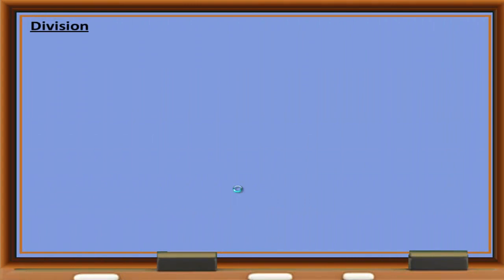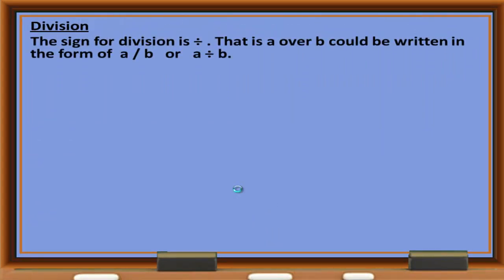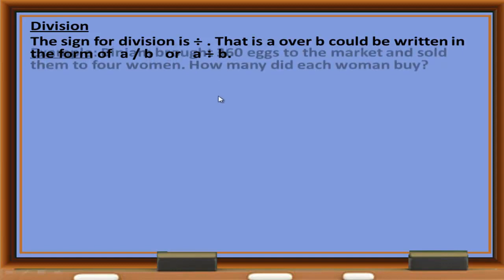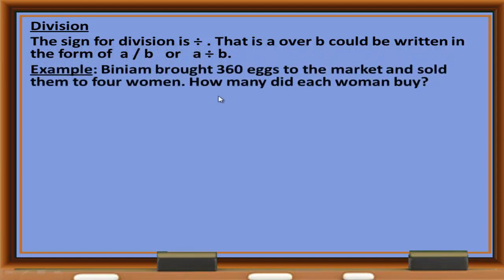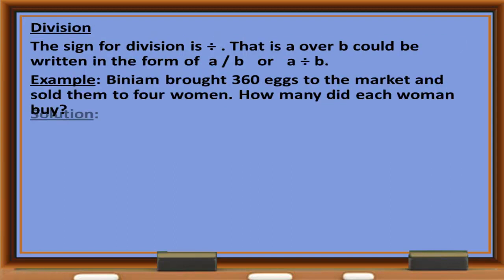Division. The sign for division is as shown here. That is, A over B could be written in the form of A slash B or A divided by B. Example: Biniam brought 360 eggs to the market and sold them to 4 women. How many did each woman buy? Before we work the solution, try to work it yourself. Solution.